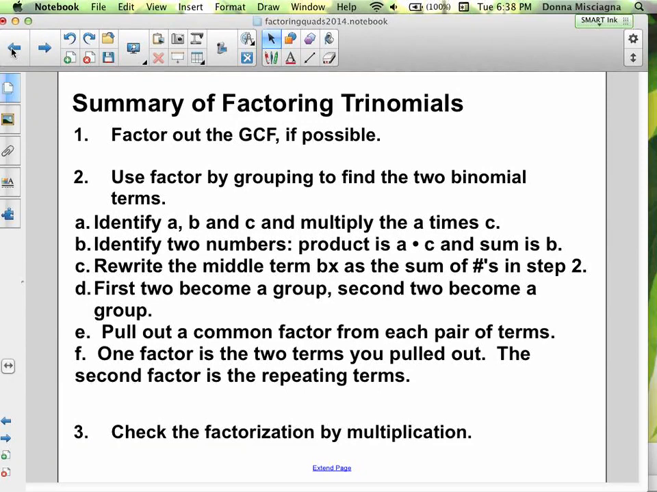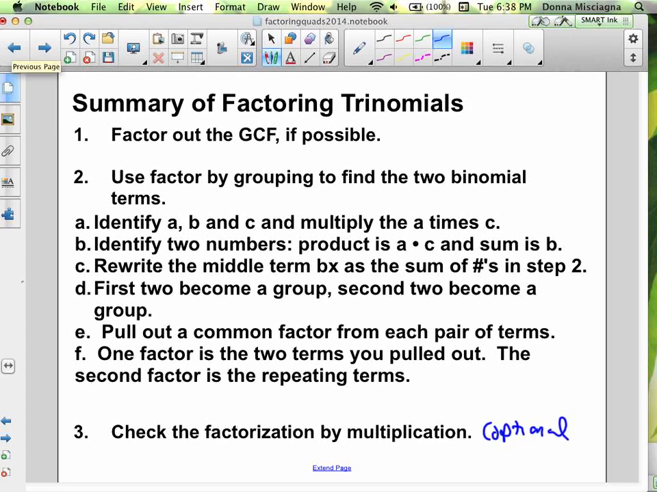Right? This is all your factoring. You'll pull out a common factor from each pair of terms. One factor is the 2 terms you pulled out, and the second factor is the repeating terms. And by the way, it doesn't matter which way you write it. You can check your factorization by multiplication. That's an optional step. I don't require a check, but if you're not sure, go ahead and do that one.